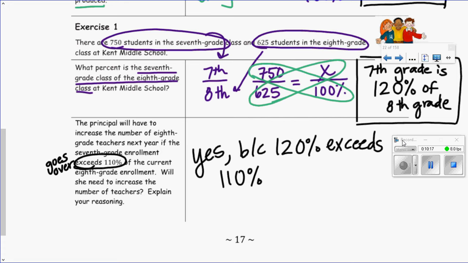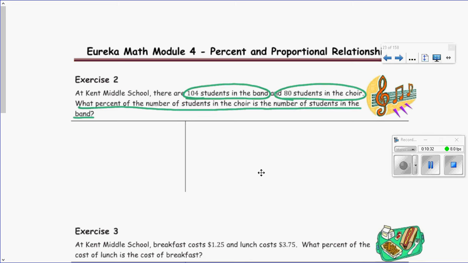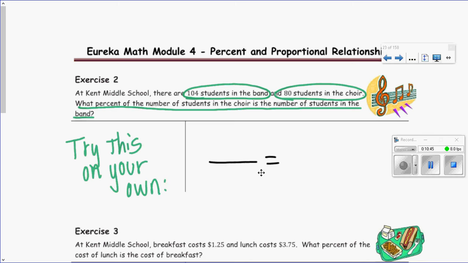All right, on exercise 2, we're still talking about Kent Middle School, but we are talking now about band and choir. So there are 104 students in the band and 80 students in the choir. What percent of the number of students in the choir is the number of students in the band? I want you to try this on your own. Go ahead, try this on your own. You know what to do to get started. You can at least write the proportion. You can at least put in 100%.